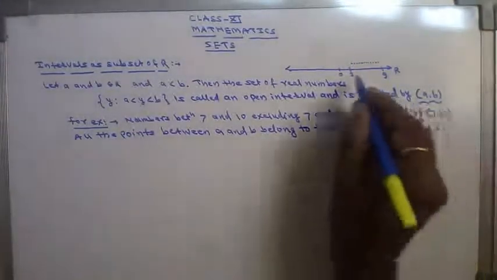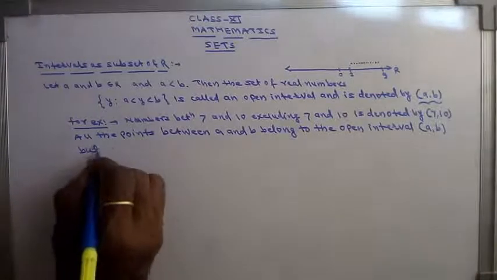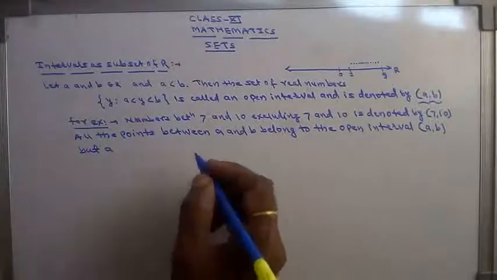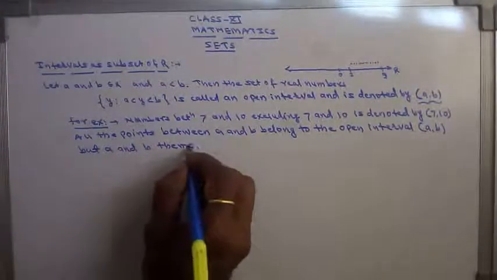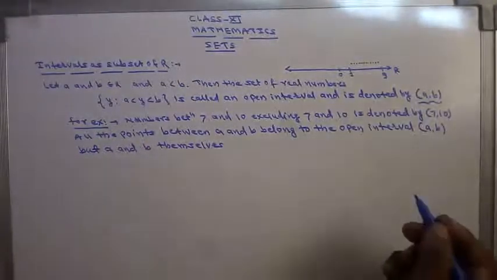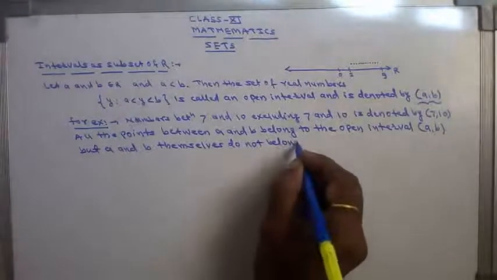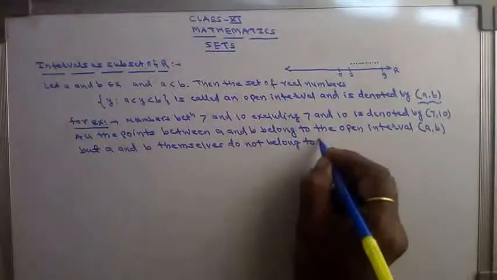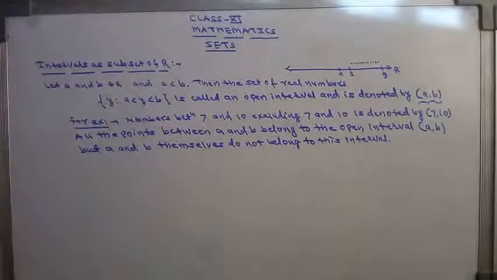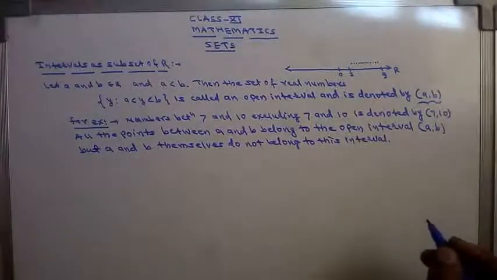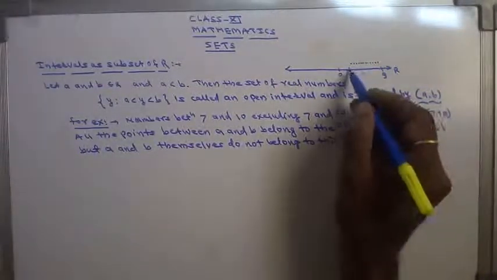All real numbers between a and b belong to this set, this open interval. But a and b themselves, those two do not belong to this interval. Okay students, so in this way an open interval can be written.